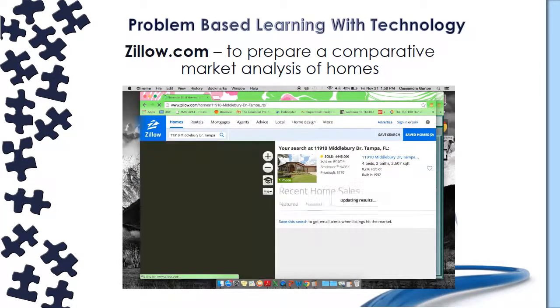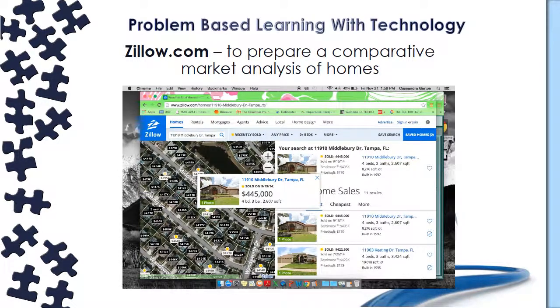It's important to use a home in your surrounding community so that it's relevant to the students' lives and it sparks and keeps their interest in the lesson. So as we can see, this home did recently sell in September, and we're going to make a note of the square feet of the home and how much the home sold for.